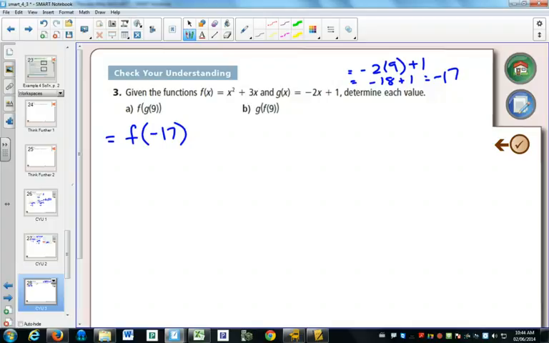So now we need to plug in negative 17 into F. Since it's the last thing that we're plugging in, can you see that that's going to be negative 17 squared plus 3 times negative 17? Someone know their 17 times table? No? All right, so it's one to practice.